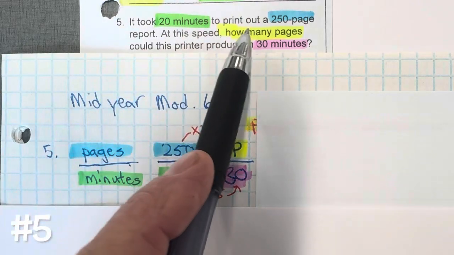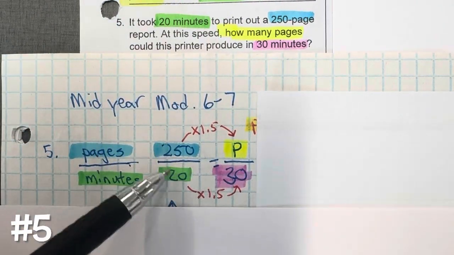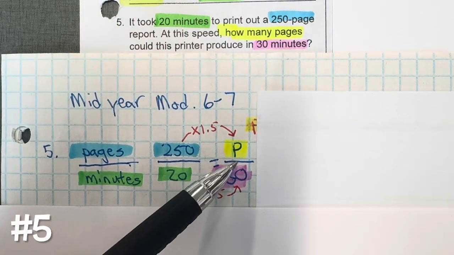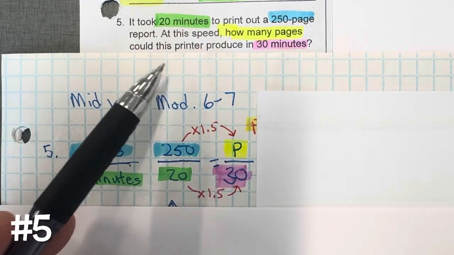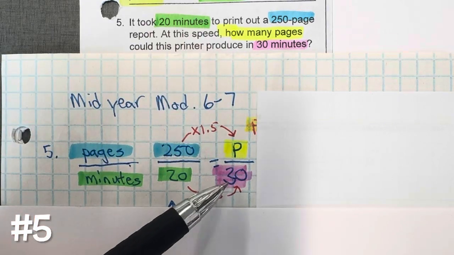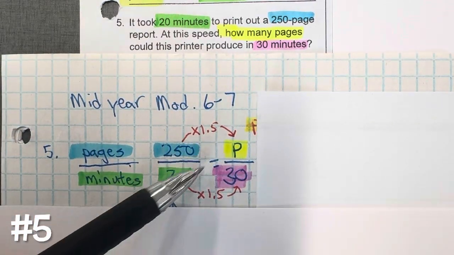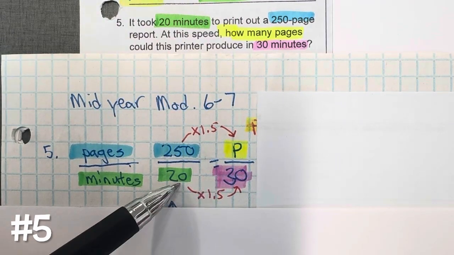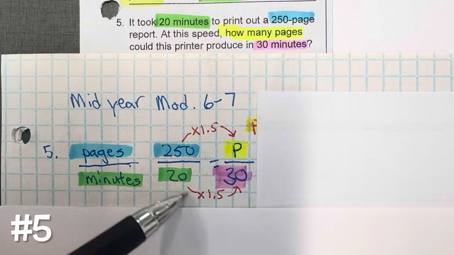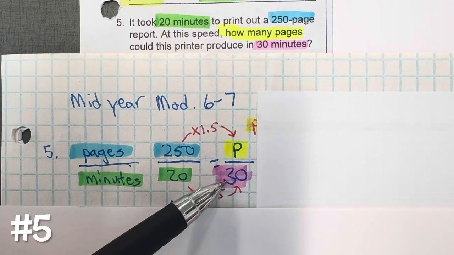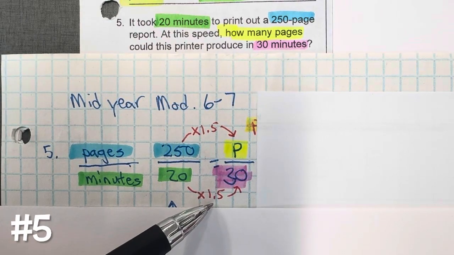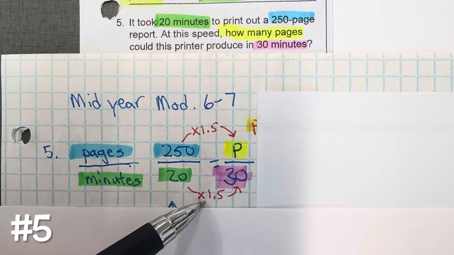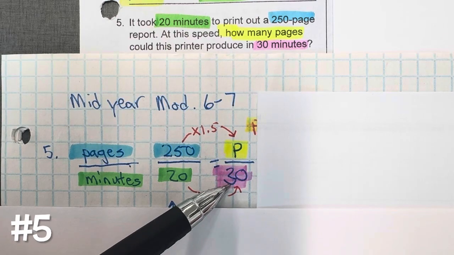So typically if it's in the same sentence, it's going to be the same ratio. And then at this speed, how many pages? Well, we don't know how many pages the printer could produce in 30 minutes. So now we set it up as equivalent ratios, and we want to find the multiplier. So the inverse property of multiplication is division, and if we do 30 divided by 20, you get 1.5. So 1.5 is our multiplier. We can check by putting 20 multiplied by 1.5 in the calculator, you would get 30.